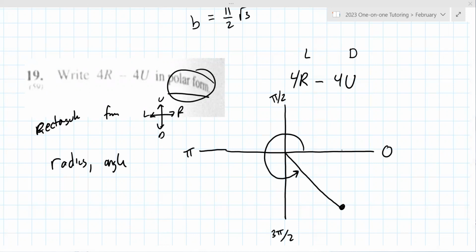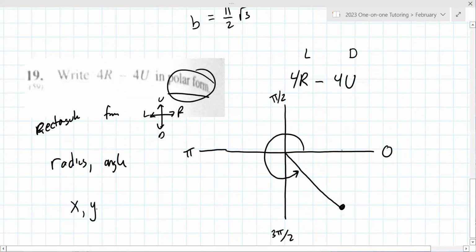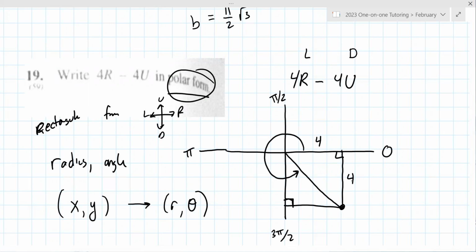You won't see this again until maybe pre-calculus. There is a calculus course where you do this, but basically, instead of xy, it's r theta. Your radius is the hypotenuse of this triangle, or this other triangle, depending on which way you look at it. So the side lengths are 4 and 4, because we don't care about the direction. We just care about the magnitude of the number, basically how far you're going.